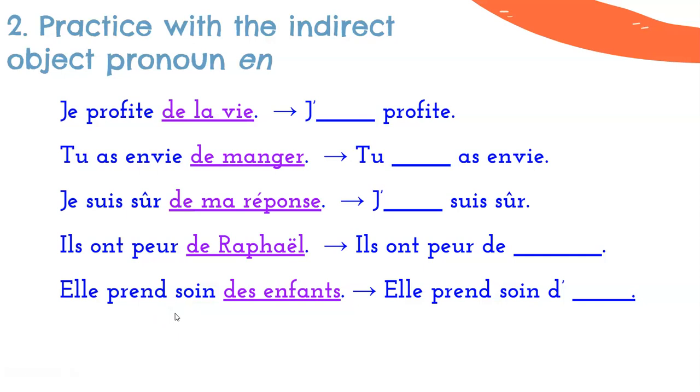In some ways, this is a nice object pronoun because three of your answers are going to look the exact same. All right, if you've paused, now let's go over it. So je profite de la vie becomes j'en profite. Tu as envie de manger becomes tu en as envie. Je suis sûre de ma réponse becomes j'en suis sûre. Ils ont peur de Raphaël. This one, because it's a person, we're going to stick with lui. Kind of similarly, because the next one is also a person, des enfants, we're going to stick with our regular indirect object pronouns.